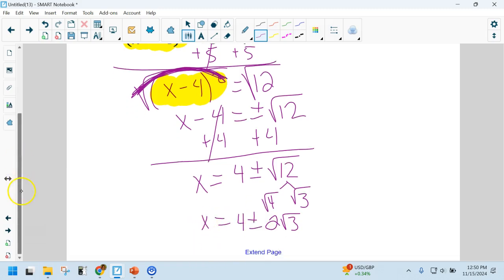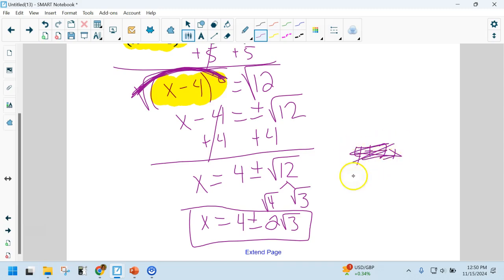Please do not try to add the 4 and the 2 together. That 2 is being multiplied by a 3. If I had 4 plus 2x, we could not add that together and make it 6x. So same thing here. If I have 4 plus 2 root 3's, I cannot add that 4 and 2. I just leave it as 4 plus or minus 2 root 3. Okay.